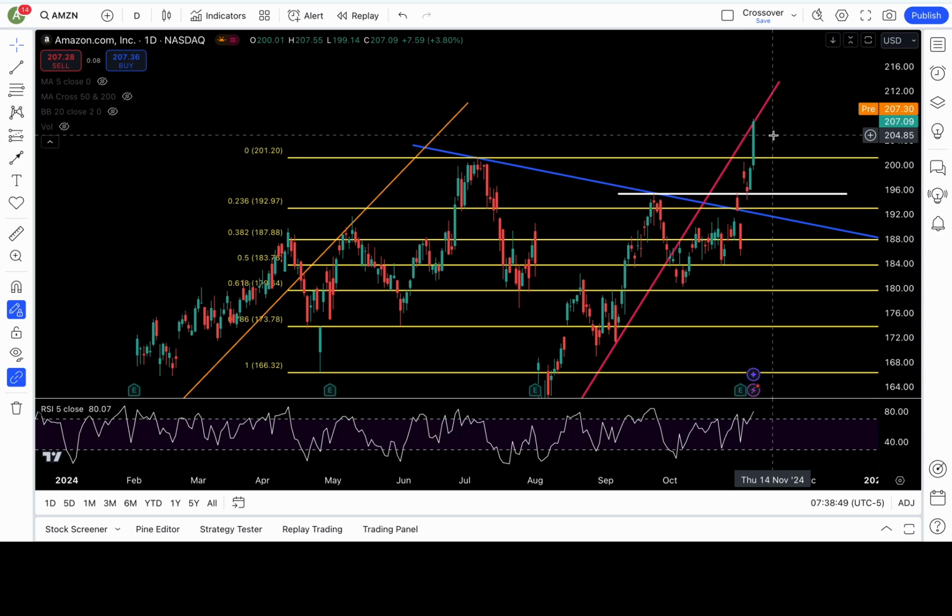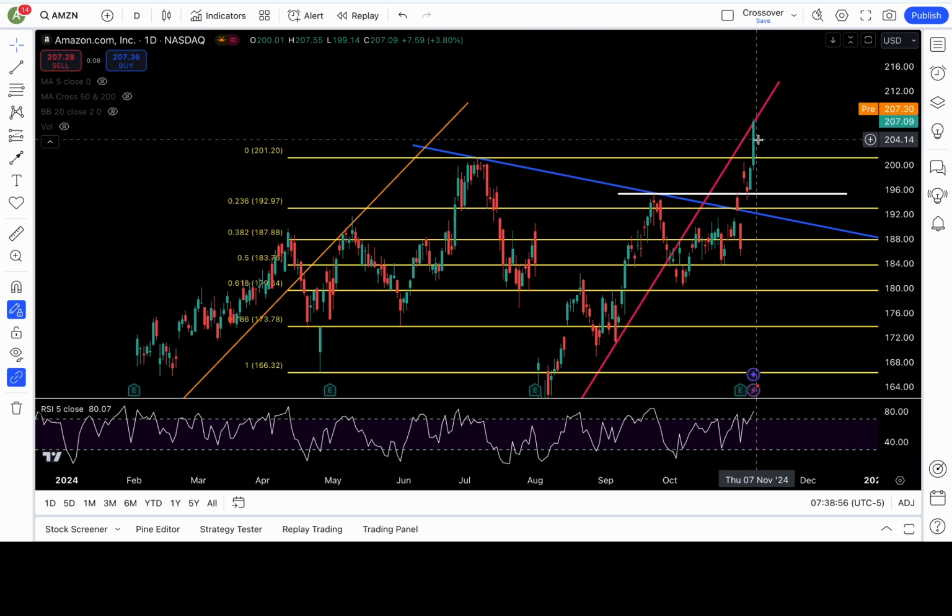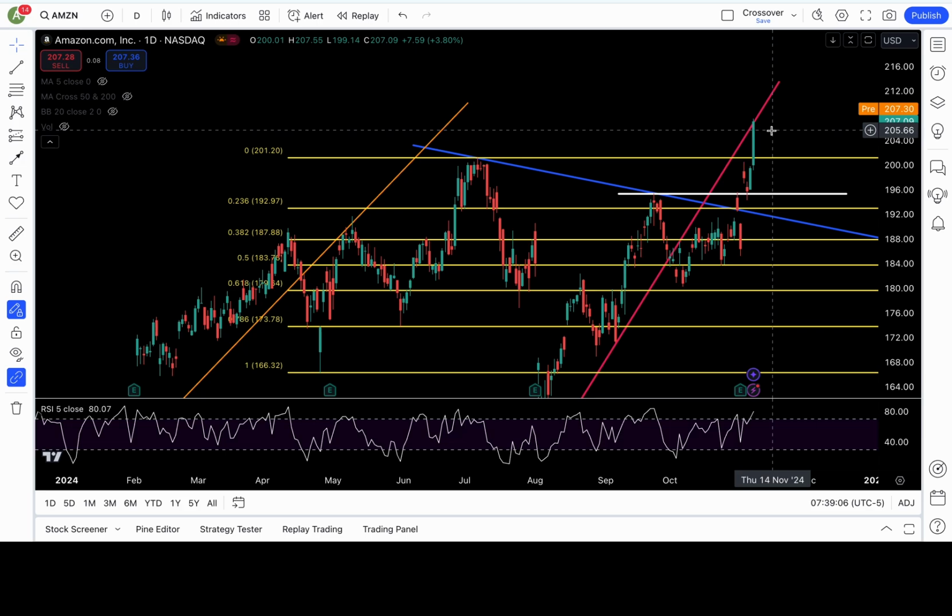All right, I do have support at 206, 204.5, 203, 201.2, and 200. Please add those levels to your charts. Because if those levels fail, then maybe, just maybe, we can head down lower. All right, 206, 204.5, 203, and 201.2.